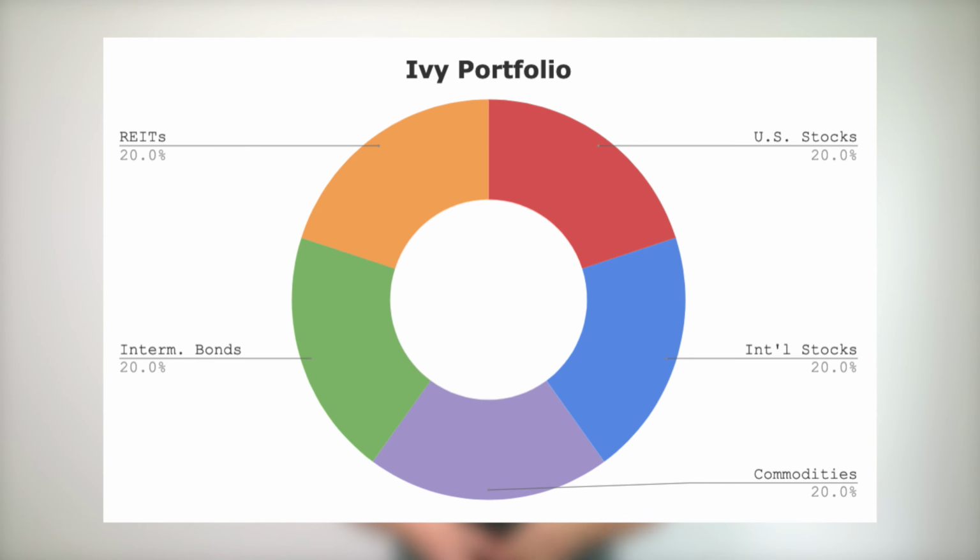I'd also highly recommend his book, Global Asset Allocation: A Survey of the World's Top Asset Allocation Strategies. The Ivy portfolio looks like this: 20% total US stock market, 20% international stock market, 20% intermediate bonds, 20% commodities, and 20% REITs.